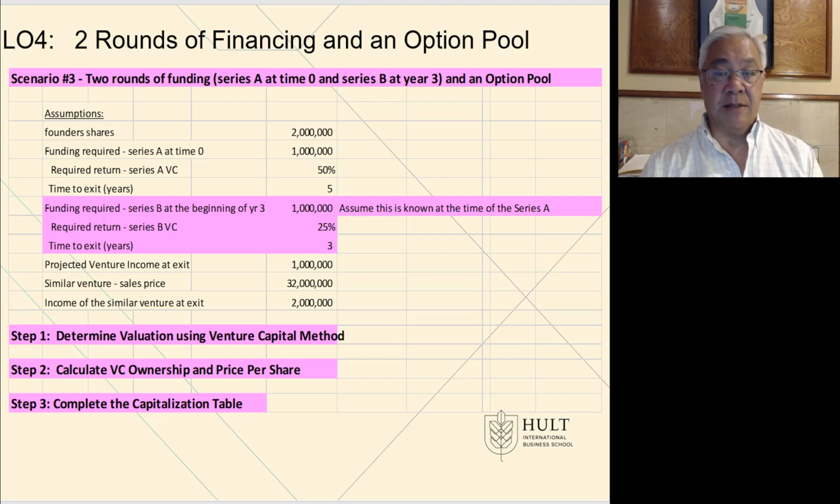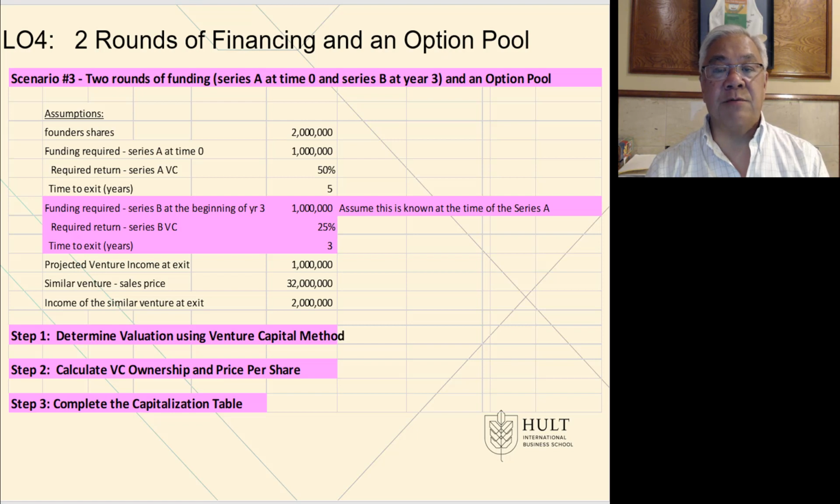So the venture capitalist who is in Series A will put in $1 million, and they still want to make their rate of return. But they also want to contemplate that there will be another round in year 3, and that round will be for another $1 million, and that venture capitalist will expect to make 25%. Now, the reason I'm saying it in this fashion is that the venture capitalist from the Series A does not want to have any dilution of their return.